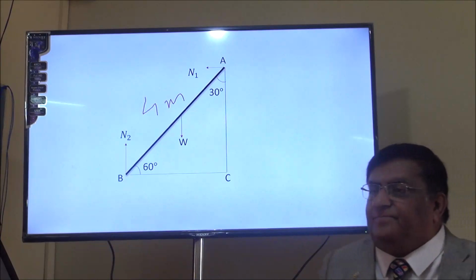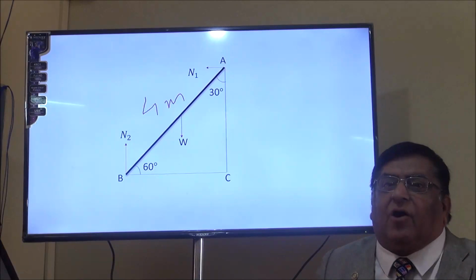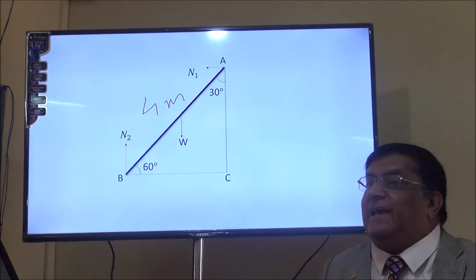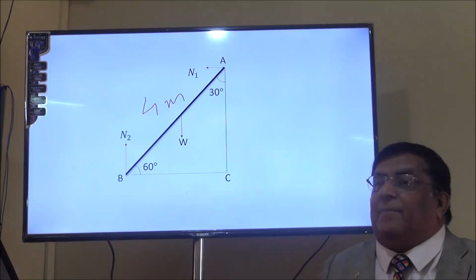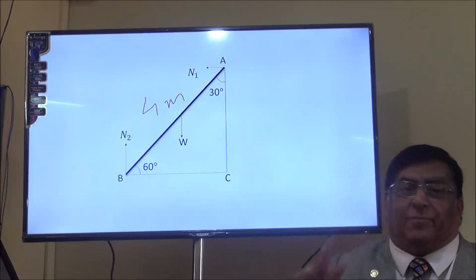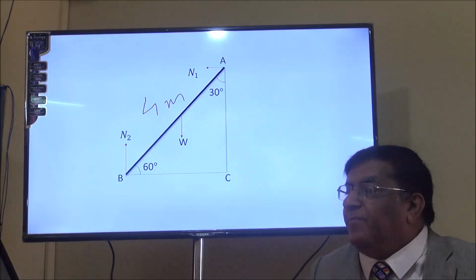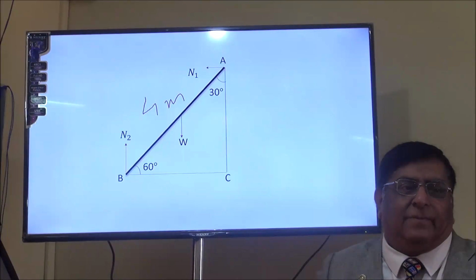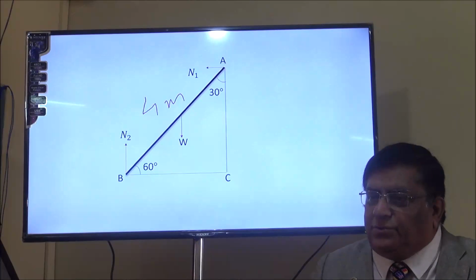This system, is it moving or is it in equilibrium? And when we say equilibrium, please remember there are two types of equilibrium. One is equilibrium of linear motion and one is equilibrium of rotational motion. You understand the two?